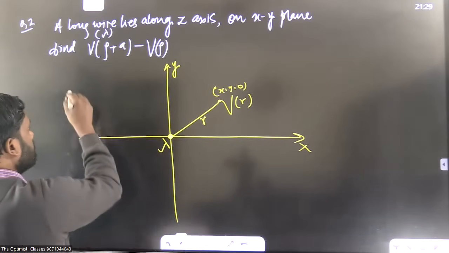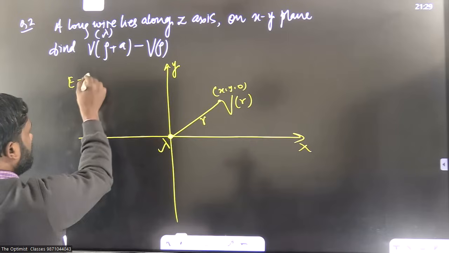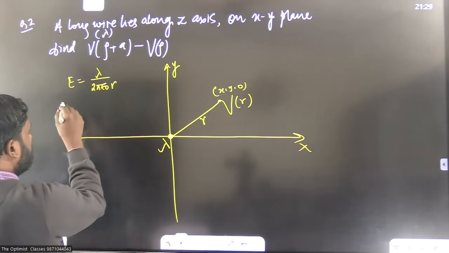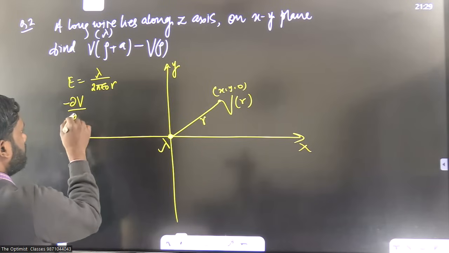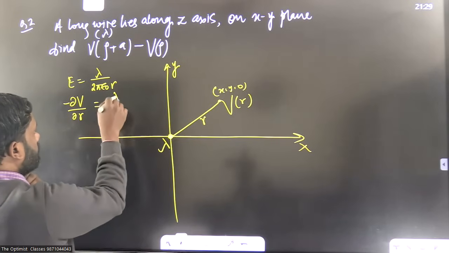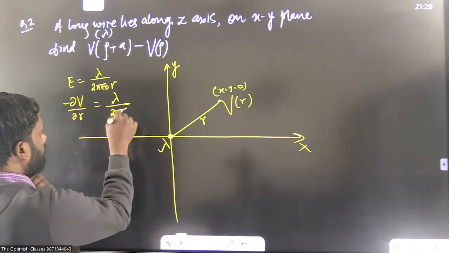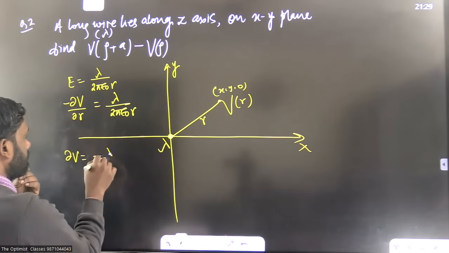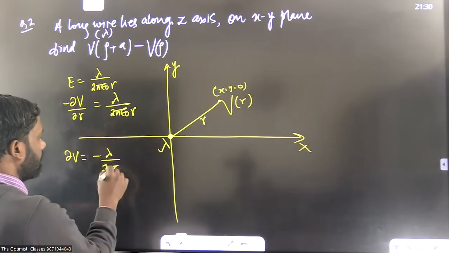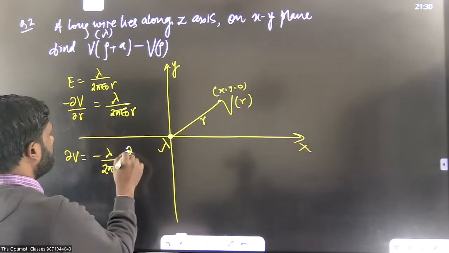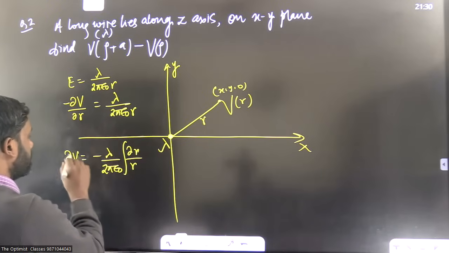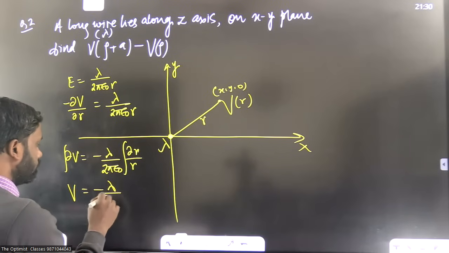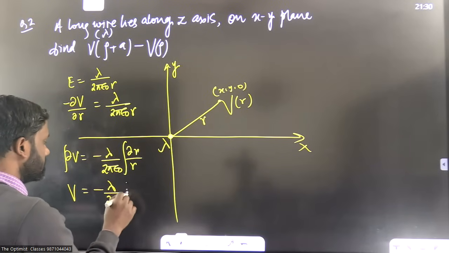We know that the electric field of a long wire is given by lambda upon 2 pi epsilon naught r. The electric field is written as minus dV by dr, that is equal to lambda upon 2 pi epsilon naught r. If you do cross multiplication, dV is equal to minus lambda upon 2 pi epsilon naught, dr by r. Now you integrate it.